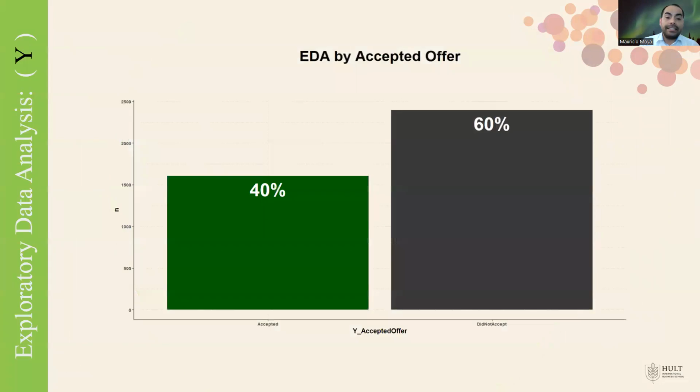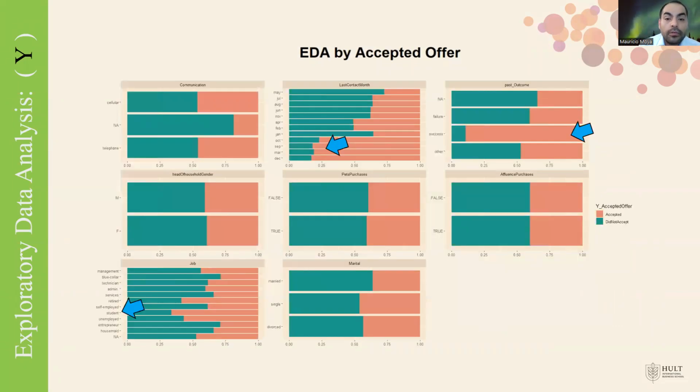After that, in the EDA, we noticed that the data is split in 40% acceptance and 60% rejection. Now, for the interesting variables, we can see that, for instance, here at the top, the last month of contact, September, March, and December were the ones where the users accepted the most. And for the past outcome, if they got a loan before, they will probably get a new one.